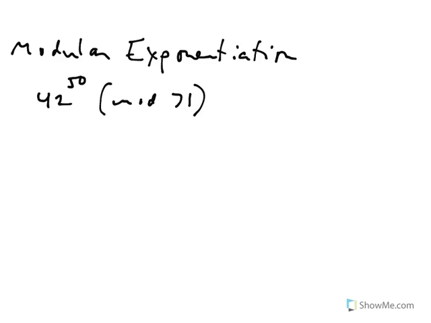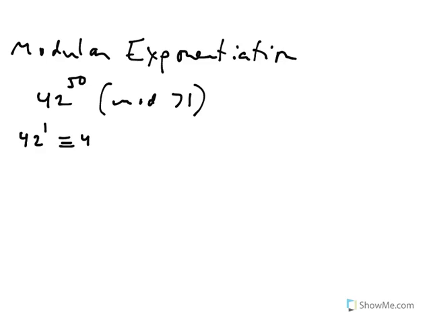But if you try to work out 42 to the 50th power on your calculator, it'll be a really large number. So there's a shortcut that enables us to answer this question without a very powerful calculator, only requiring a few multiplications and divisions. And here's the way it works. I'm going to make a chart starting with 42 to the first power.